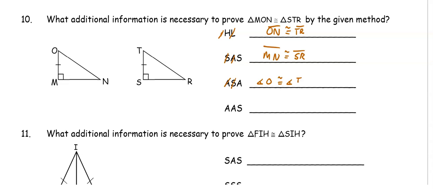In the next one, we have angle, angle, side. So in this case, we want one angle that's away from the side. Well, we already have the side and the angle touching the side because the right angle is formed by these congruent sides. So we need the angle that's away from the side. So you can think about it as the angle opposite of the side. So we would need angle N is congruent to angle R.